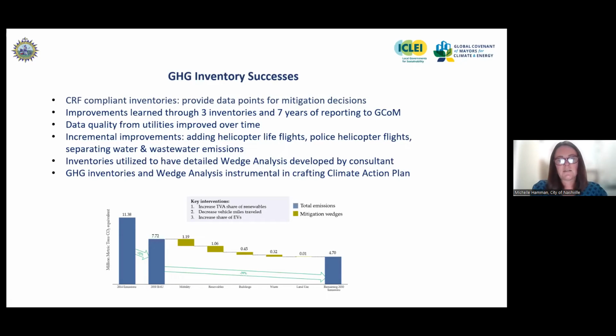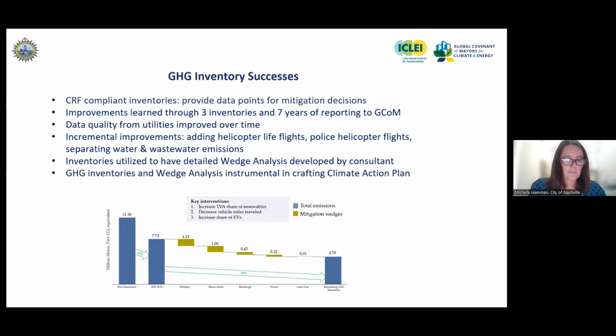For instance, for our utilities, we have 1 main electricity utility and 1 natural gas utility, but their boundaries don't overlap with our county boundary. So in previous inventories, they were not able to give us exact energy usage numbers for the county, but their data quality has improved over time too. So this past inventory, we got exact energy usage from both utilities for our county boundary.